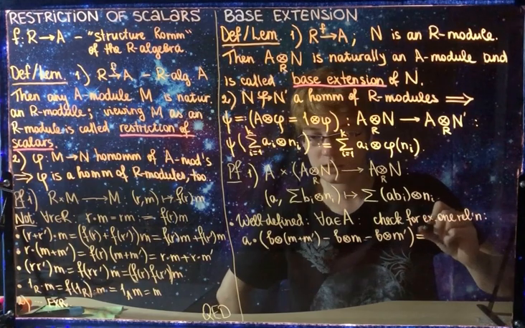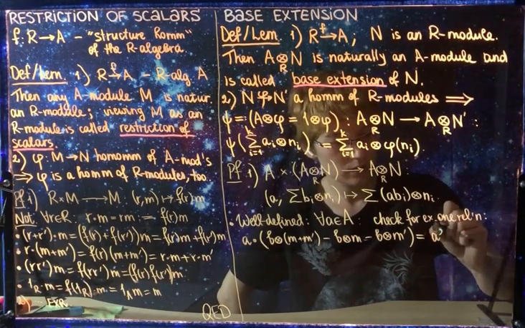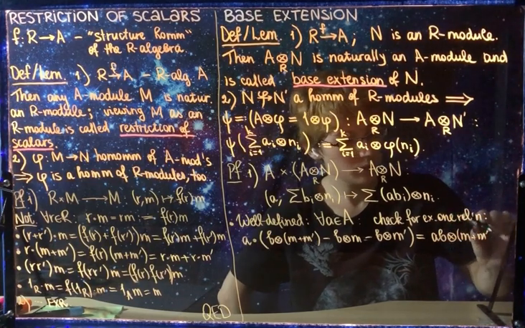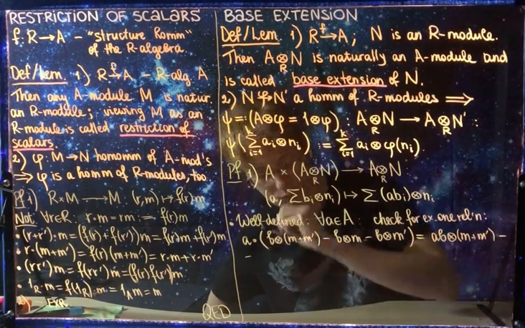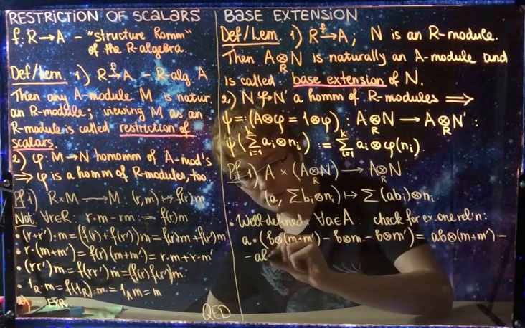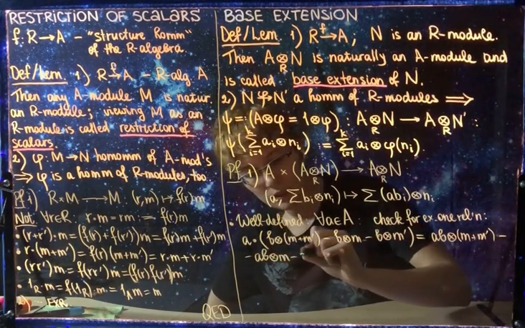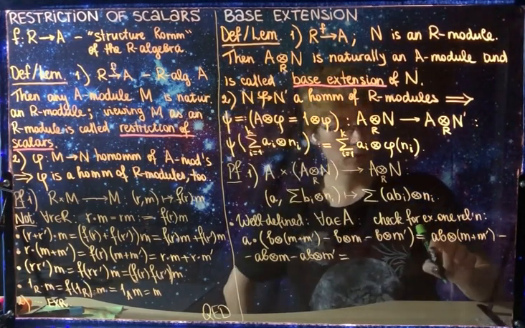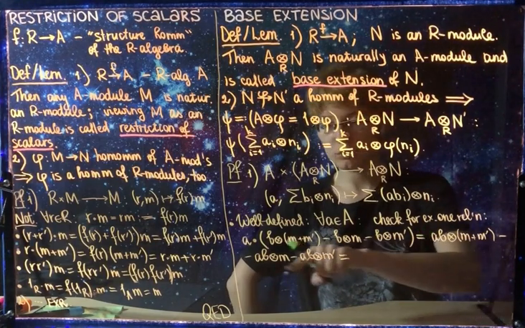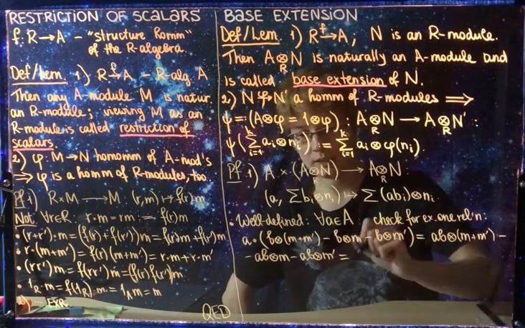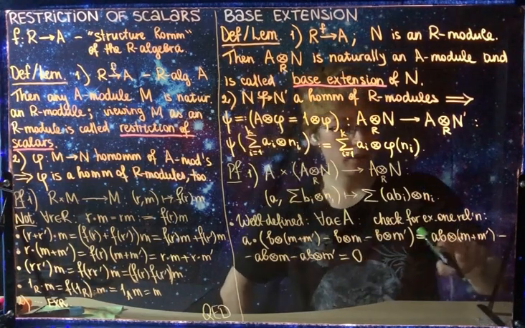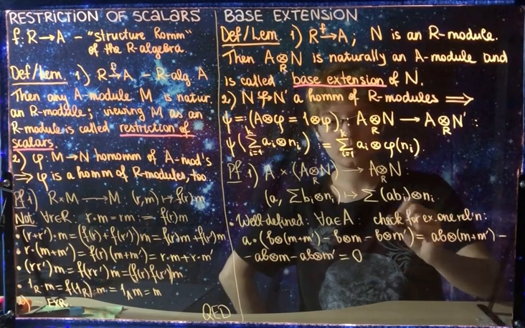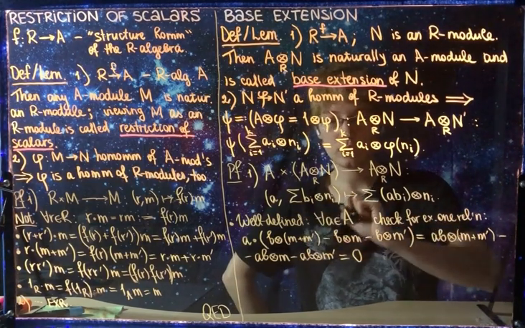So what we get is AB tensor M plus M prime minus AB tensor M minus AB tensor M prime. And now the first component is the same in all the tensors. And so by tensor relations, we have that this sum is equal to zero. And similarly, we check all other bilinearity relations between tensors.